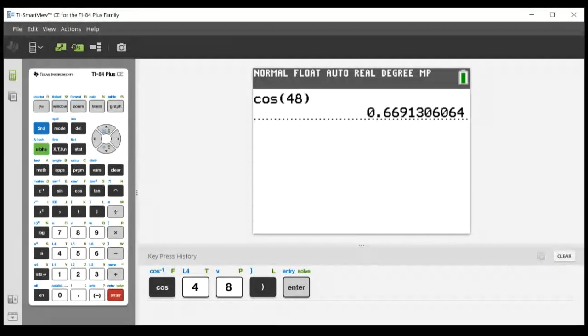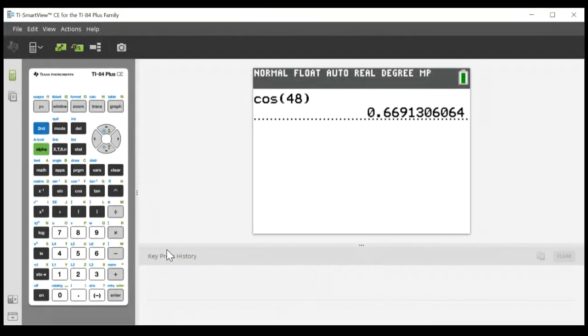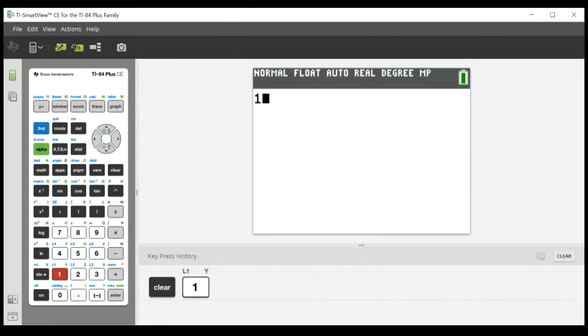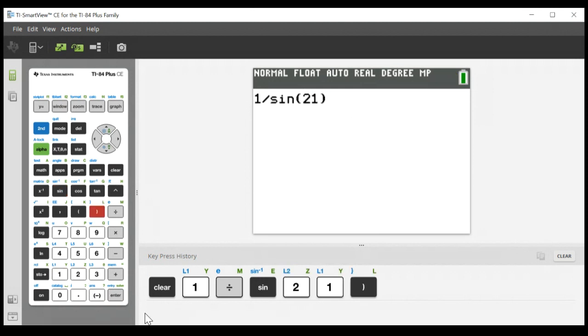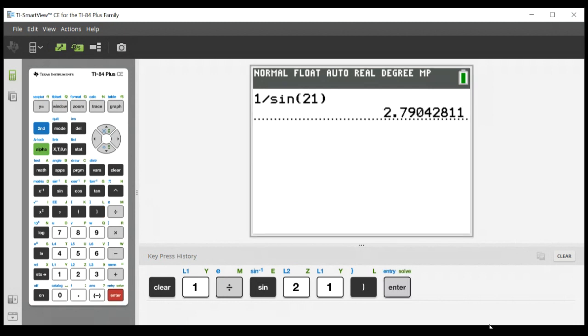And this is how we're going to type it into our calculator. So let's come back to our calculator. We'll clear out what we had in there, and we're going to type this in as 1 divided by sine of 21 degrees. And we can hit enter. And so our answer here is going to come out to be 2.79.